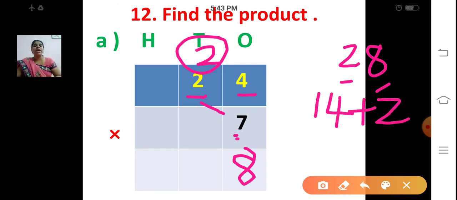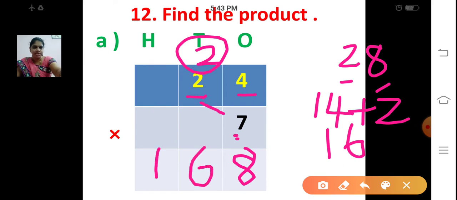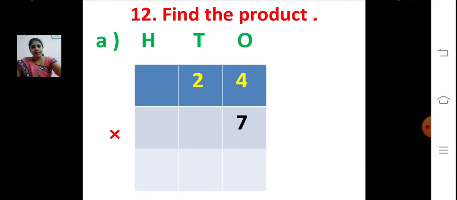14 plus 2. After 14, 15, 16. So 14 plus 2 is 16. Just write like this, 1, 6, 16. Because there is no other number in the hundreds place, so write down the number altogether. So when you multiply 24 by 7, the answer is 168.